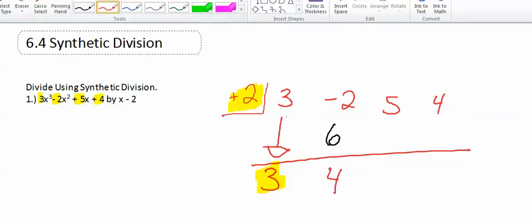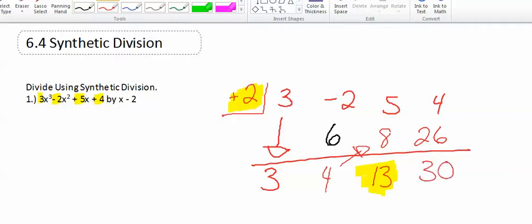That's going to give us 4. And then I'm going to repeat that process. I'm going to take the 4 and multiply it by the 2. That's going to give me 8. I'm going to add that together, and it's going to give me 13. And I'm going to multiply the 2 times the 13. That's going to give me 26. That's going to go up here. That gives me 30.